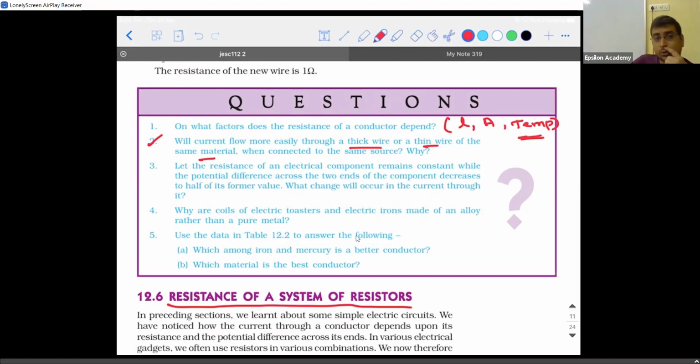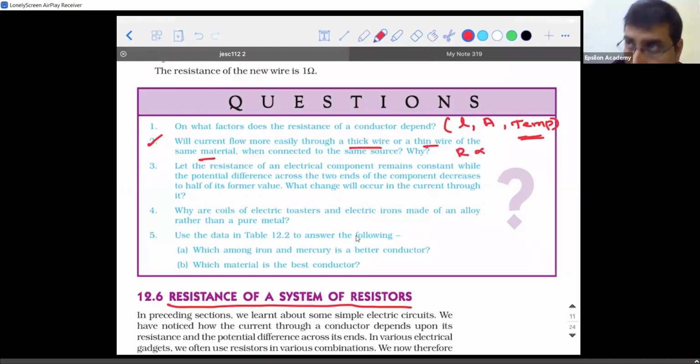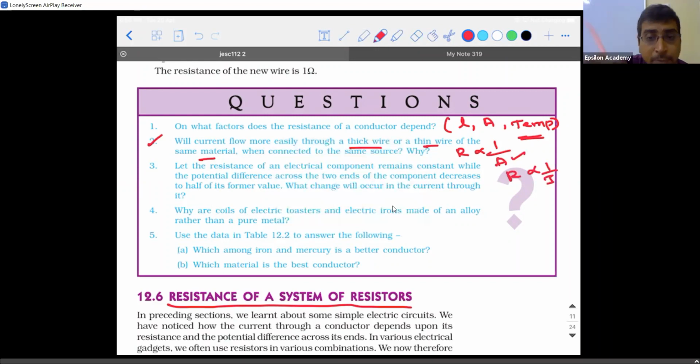So they are connected to the same source and they are asking, will current flow more easily through a thick wire or a thin wire? Thickness has something to do with area of cross section. R is inversely proportional to A, and R is also inversely proportional to current. Correct? So if area of cross section is more, resistance will be less. If resistance is less, current will be more. So what I can conclude is, more is the area of cross section, more will be the amount of current that can flow. It's very simple, guys, okay?